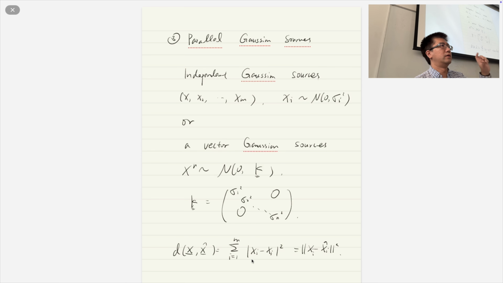Therefore, we need to think about how we can allocate the distortion for each source such that the total distortion is less than or equal to D. That's basically the idea. So the RD function will equal this: we are going to minimize over x hat given x, and then the distortion is this.